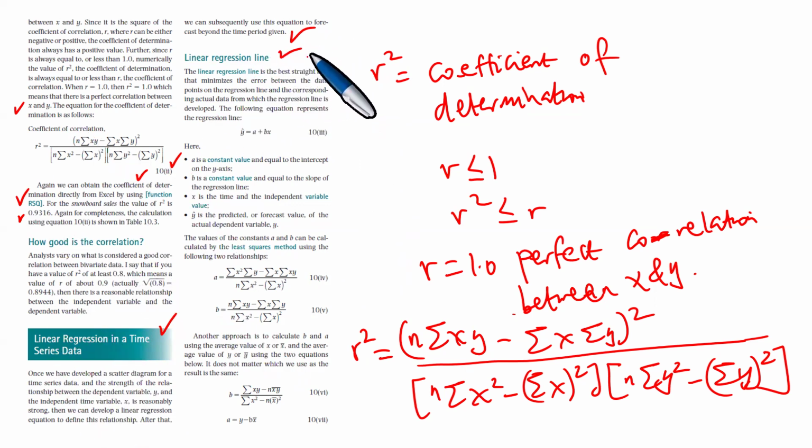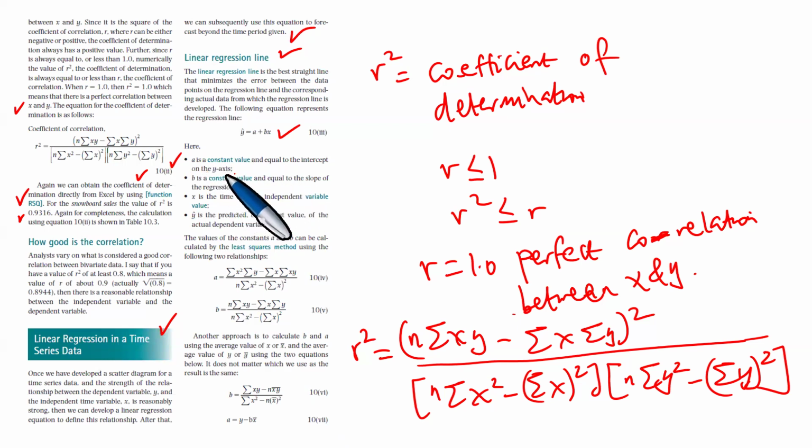The idea of what we call the linear regression line. What is a linear regression line? Here's the definition: a linear regression line is the best straight line that minimizes the error between the data points on the regression line and the corresponding actual data from which the regression line is developed. The following equation represents the regression line, the usual one we saw even in high school: y hat equals a plus bx.